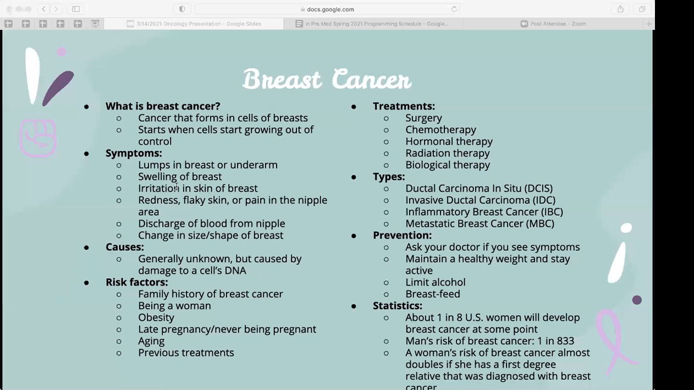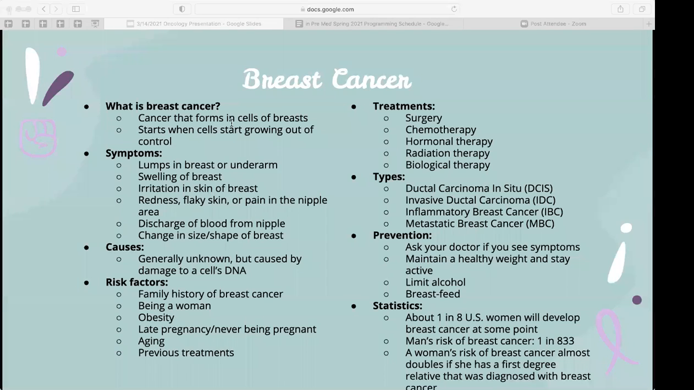Aging is also a risk factor because breast cancer is more likely to show up for older people. Previous treatments, such as birth control and radiation exposure, increase the chances of someone developing breast cancer as well. There are some ways to treat breast cancer. They involve surgery, chemotherapy, hormonal therapy, radiation therapy, and biological therapy.